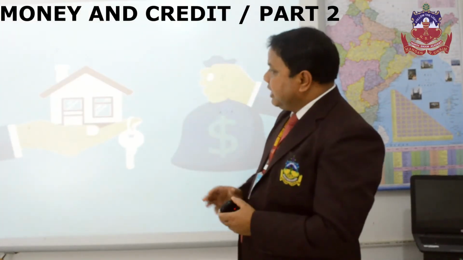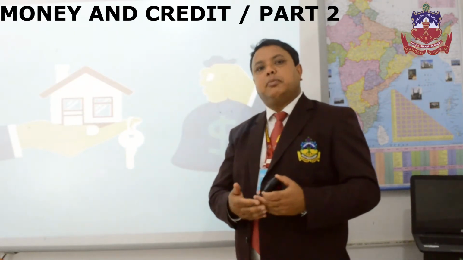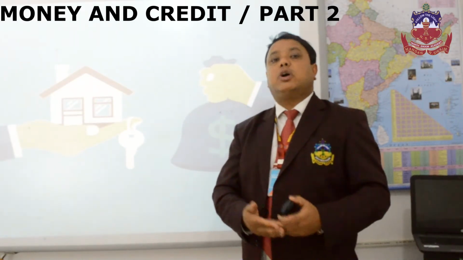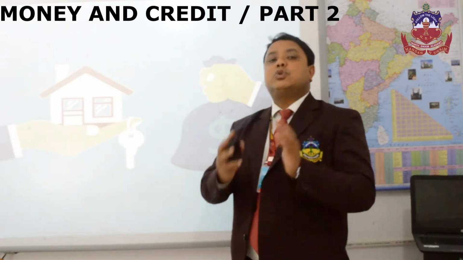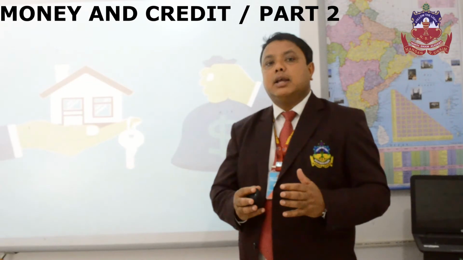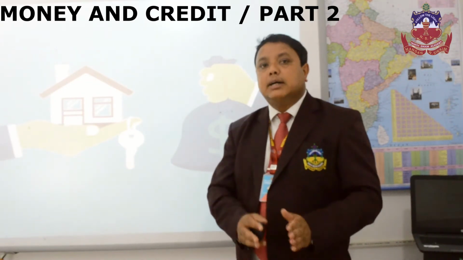Collateral basically can be a house, it can also be different types of vehicles, or it can also be land. So collateral also acts as a security between the borrower and the lender.